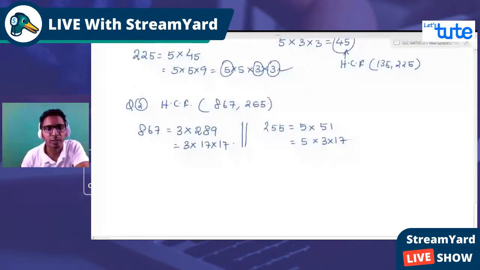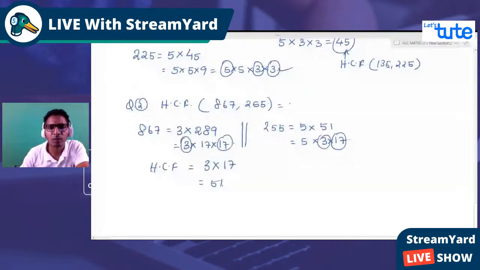Sometimes it's a brain fade that we don't get it. 17 sevens are 119. Yes, it is 289. So 3 and 17 are in common, and we get the HCF as 3 multiplied by 17, which is 51, for 867 and 255. So this is by the standard, basic method.